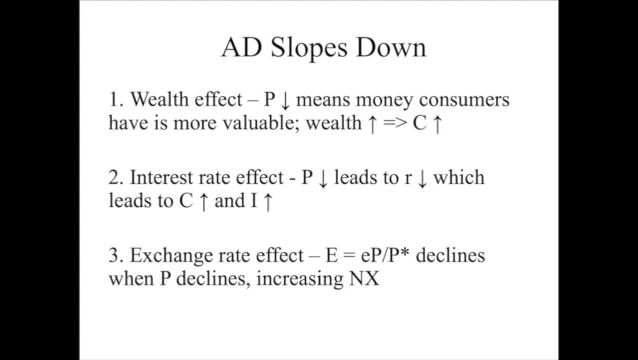There are three reasons the AD curve slopes downward. All three are discussed at length in the textbook. The first is the wealth effect. If prices are lower and you have $100 in your wallet, then that $100 now can buy more stuff than it used to, so you're wealthier. And since you're wealthier, that means you're probably going to at least consume a little bit more.